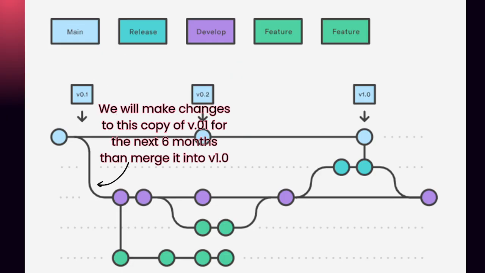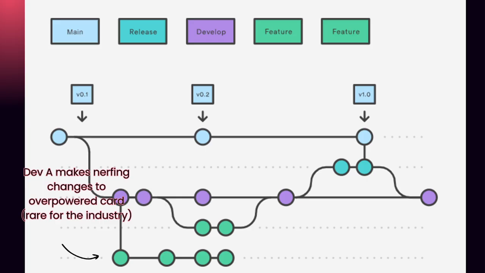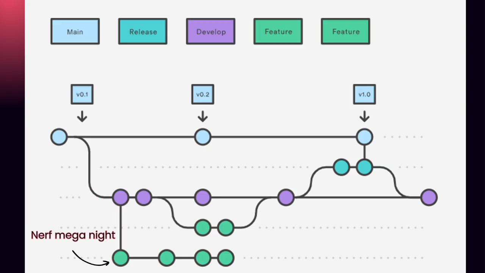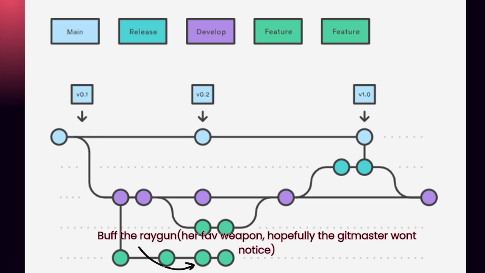So in this case, obviously we're going to make a test/dev branch, right? And our first developer is going to make changes to an overpowered card, right? It's pretty rare in industry for game devs to listen to the players and nerf overpowered things, but in this case, our developer was the outlier, right? So they're going to make some nerfs. They're going to nerf Mega Knight, very OP. They're going to nerf Bastion, because that also exists in this game. And our developer in this case is going to do one more thing. She's actually going to end up buffing one of her favorite weapons, right?